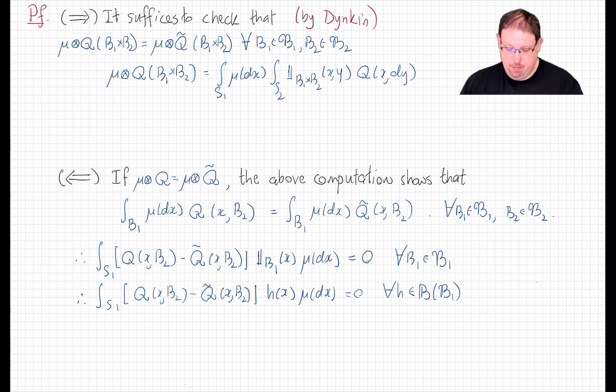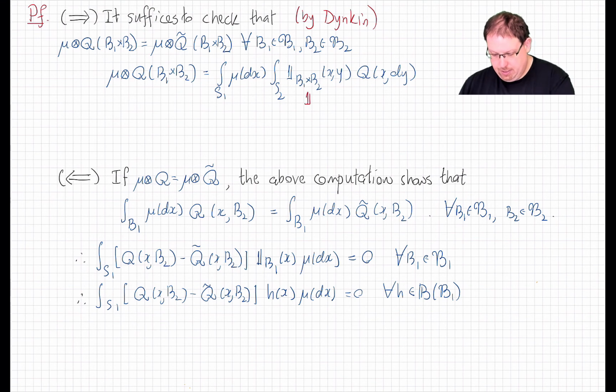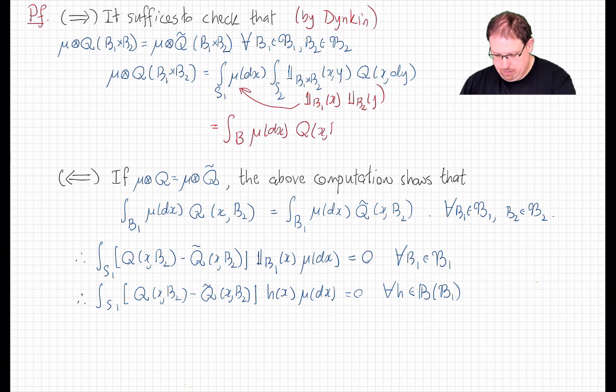The product probability measure mu times q on b1 times b2 is defined like this. But again, this product indicator function is the indicator of b1 at x times the indicator of b2 at y. And therefore, we can factor out the x dependence in front of the first integral. The inside integral just becomes q of x and b2. And we get this result here.